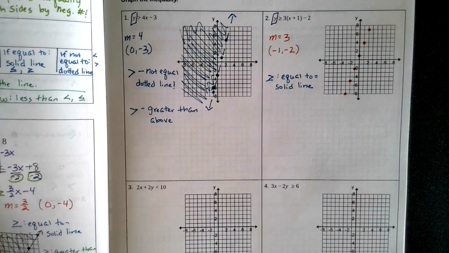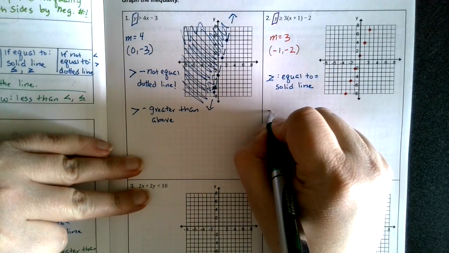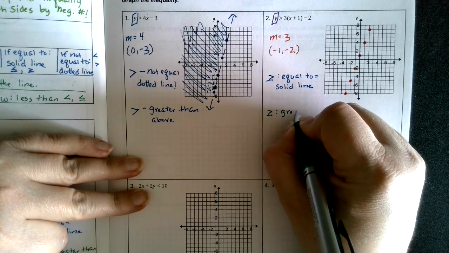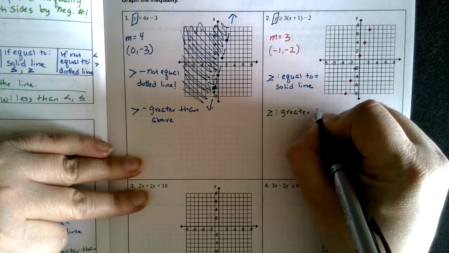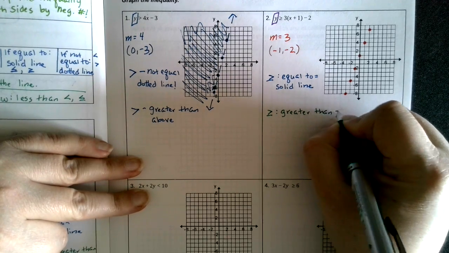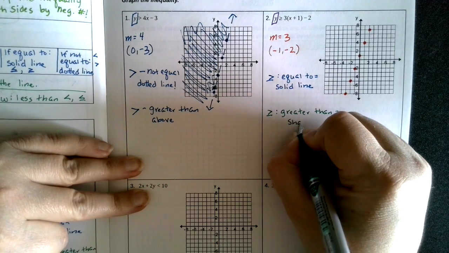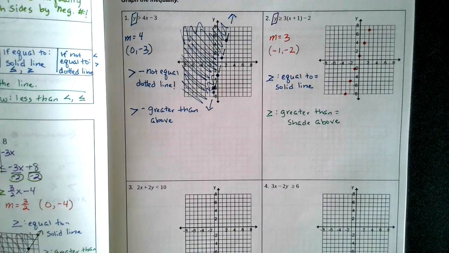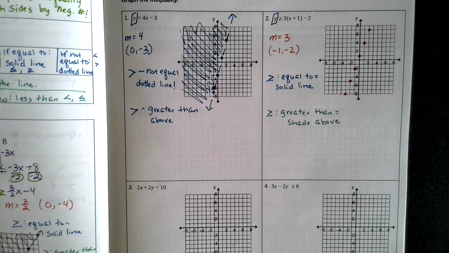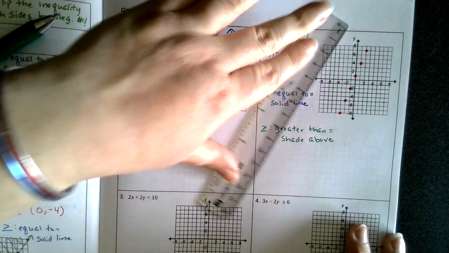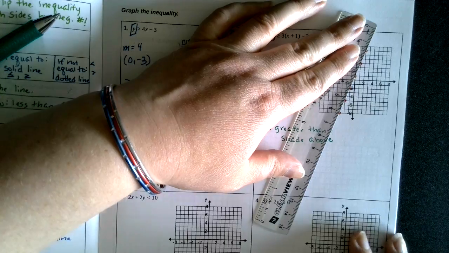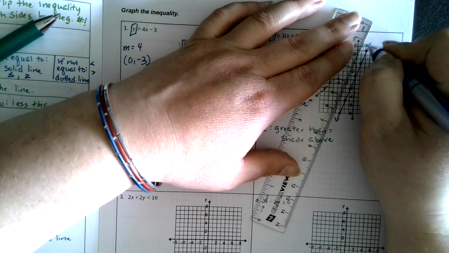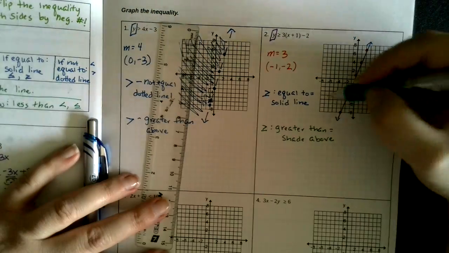All right, and then I also need to look at the symbol to decide where I'm going to shade. So greater than or equal to, the fact that it's greater than means that I'm going to shade above. So I'm going to use my ruler. I'm going to draw a solid line through my points. And then I'm going to shade above.